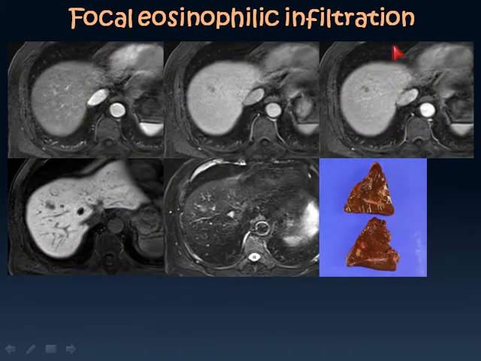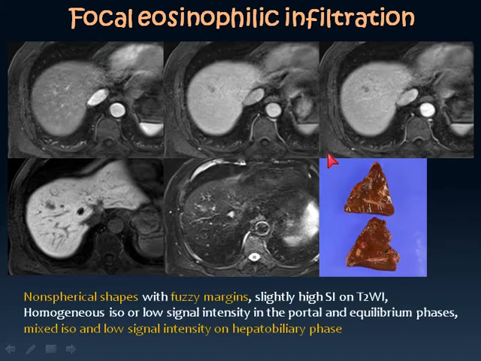What about this case? This is a case of focal eosinophilic infiltration. We can see a nodule in the dome of the liver. It has a fuzzy margin, and hepatobiliary phase images show mixed signal intensity and slightly hyperintensity on T2 weighted images. Surgical specimen shows the focal eosinophilic infiltration.